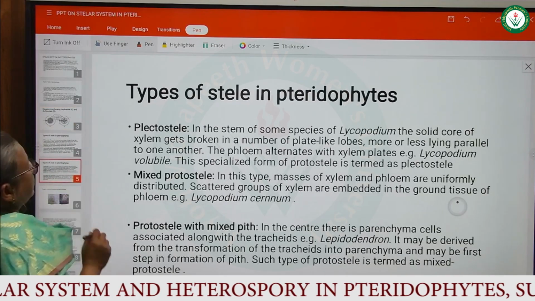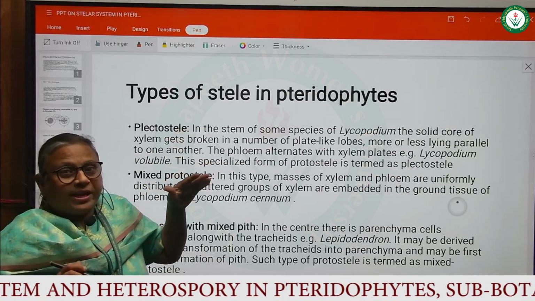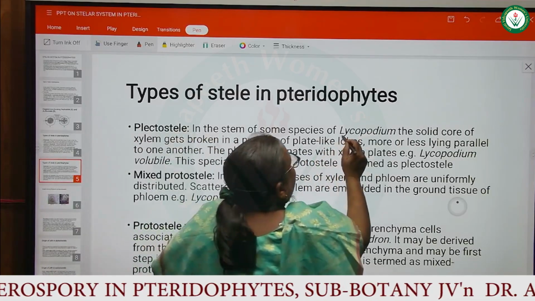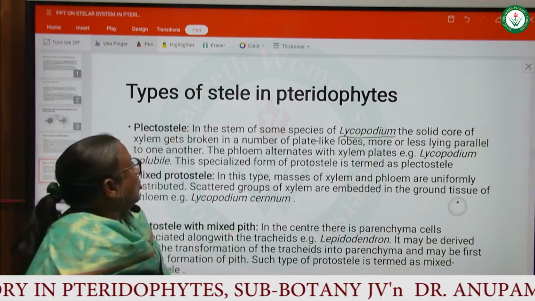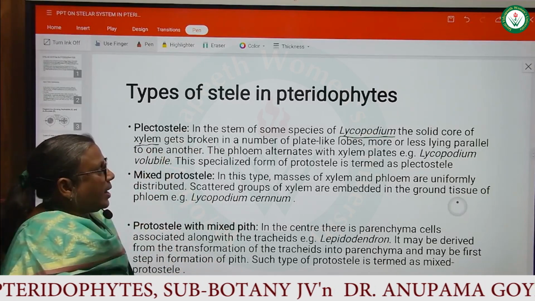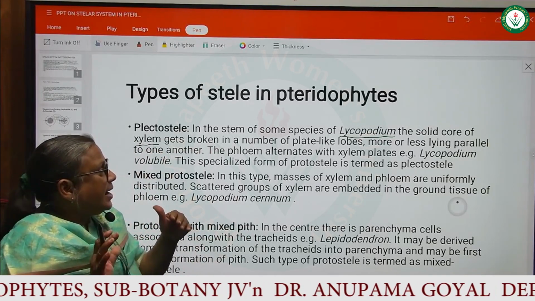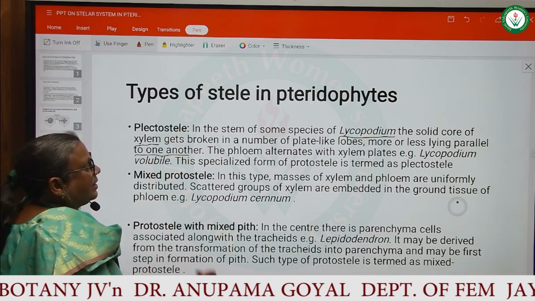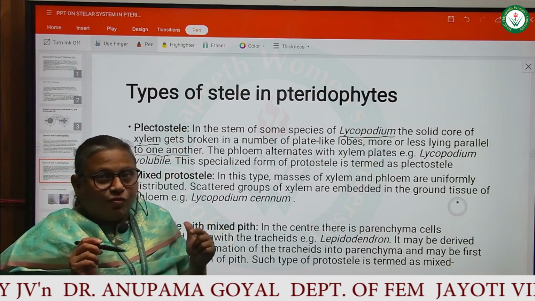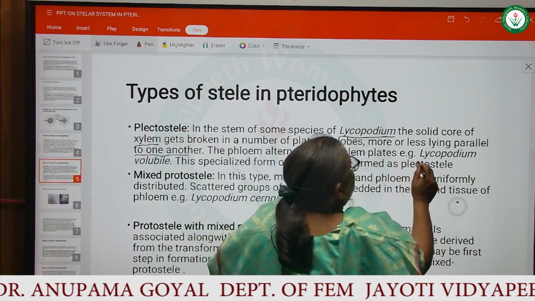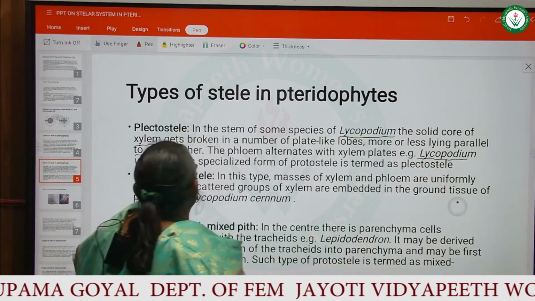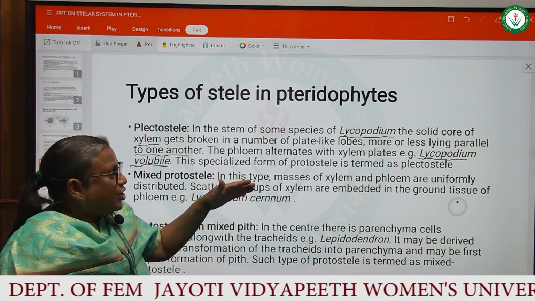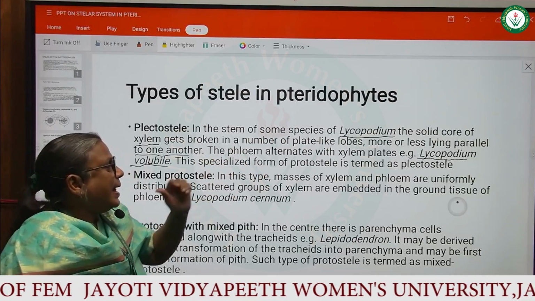Now the next slide is of plectostele. So what is plectostele? In the stem of some species of Lycopodium, the solid core of xylem gets broken into a number of plate-like lobes, more or less lying parallel to one another. The phloem alternates with the xylem plates. For example, Lycopodium volubile. This specialized form of protostele is called plectostele.